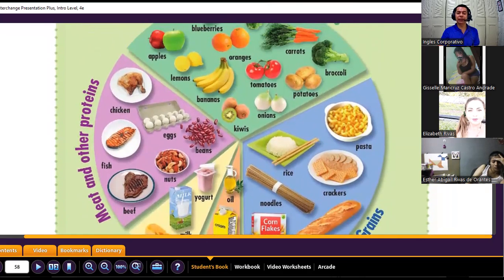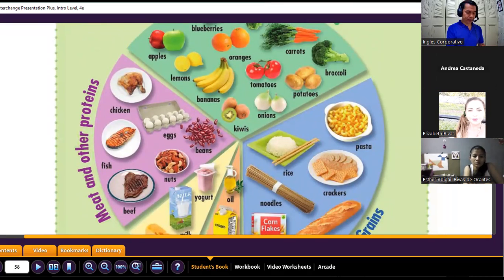Now read, please. In the meantime, I will take the attendance. Vamos a tomar asistencia ahora. En lo que ustedes me leen ahí las comidas, ¿verdad? Okay. Andrea? Present, teacher.